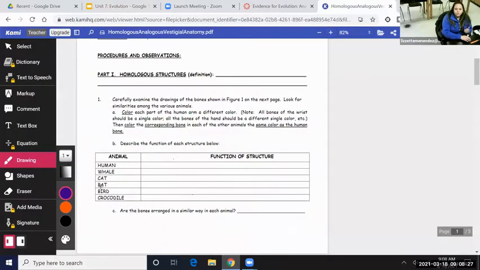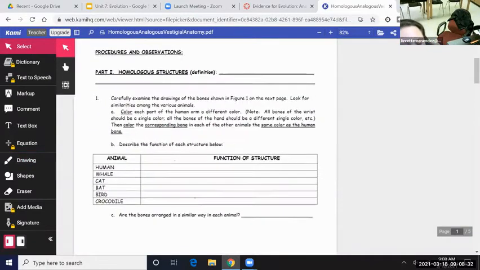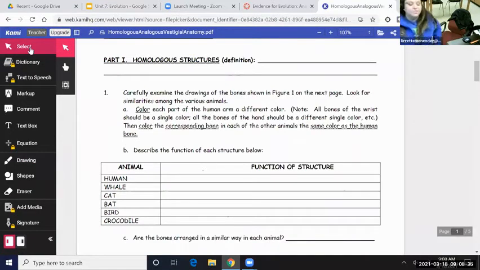Okay, so what to do on this part? Number one, there's an A, B, and C part to this. A is where you color. A says color each part of the human arm a different color. And make note that all the bones in the wrist should be a single color because they're all metacarpals, and all the bones of the hand should be a different single color because they're all carpals. So each type of bone gets the same color. There might be multiple of those types of bones, but we'll get to that in a second.